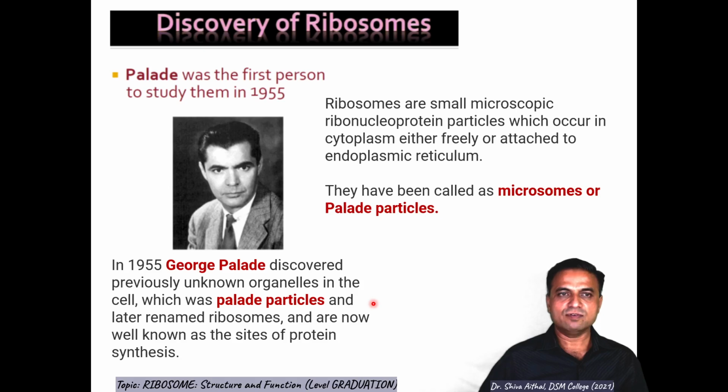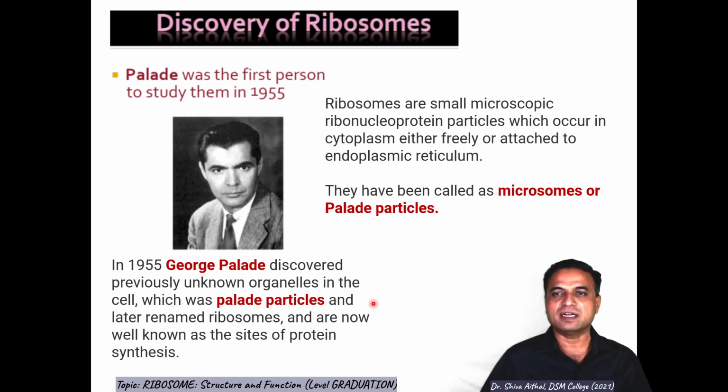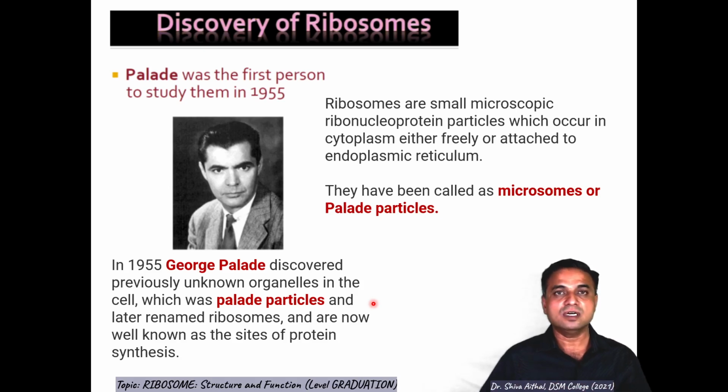Anyway, if you look at the history of ribosomes, they were first discovered in 1955 by George Palade, and at that time they were called Palade particles. They were later renamed ribosomes. These are small microscopic ribonucleoprotein particles which occur in the cytoplasm. They are either free, as seen in prokaryotes, or bound to the endoplasmic reticulum in eukaryotes. They were also called microsomes in earlier times, but now they are called ribosomes.